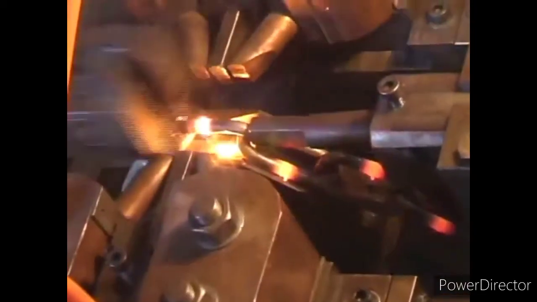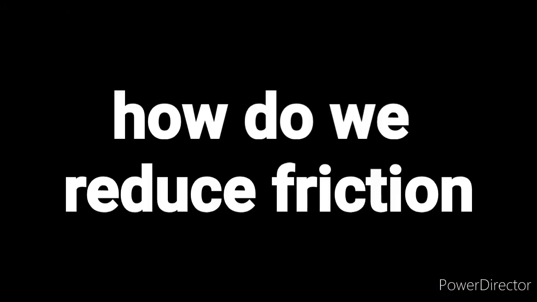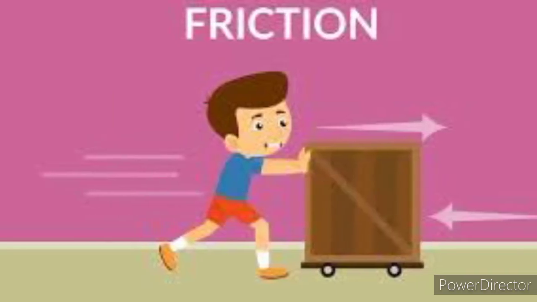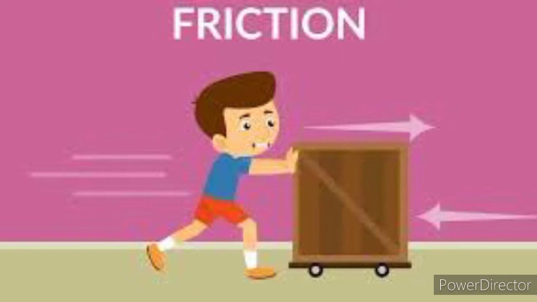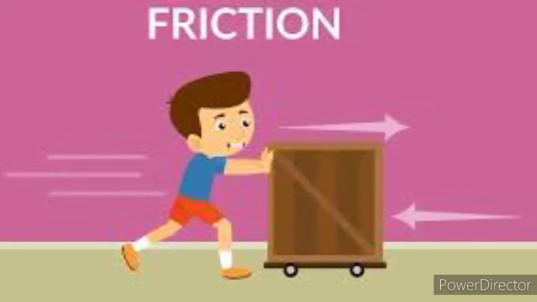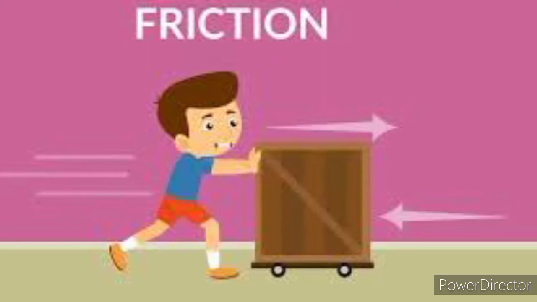So if friction causes wear and tear of material and produces heat, what can we now do to reduce friction? There are a few things we can do to reduce friction so that our machine parts will not break down easily. One, we can make use of rolling friction instead of sliding friction. Instead of me trying to push this, I can use a simple wheel and axle to move it. Using a wheel and axle reduces friction.